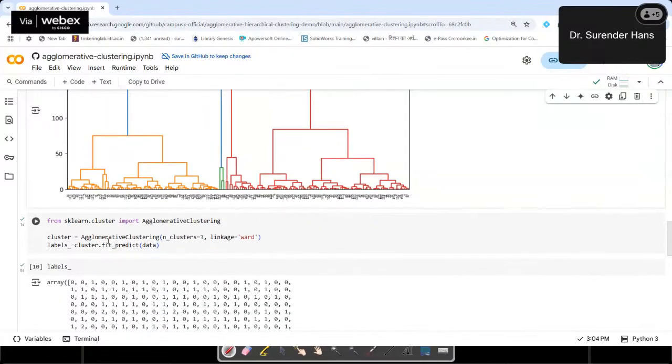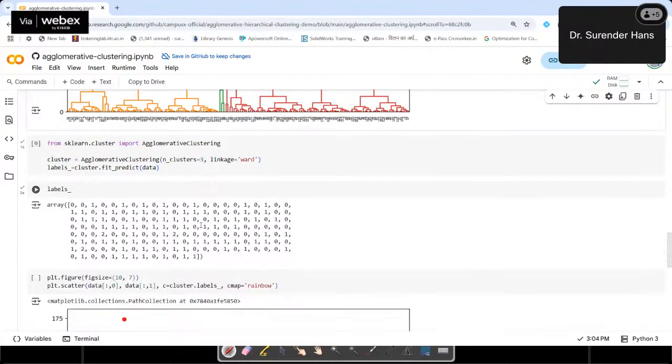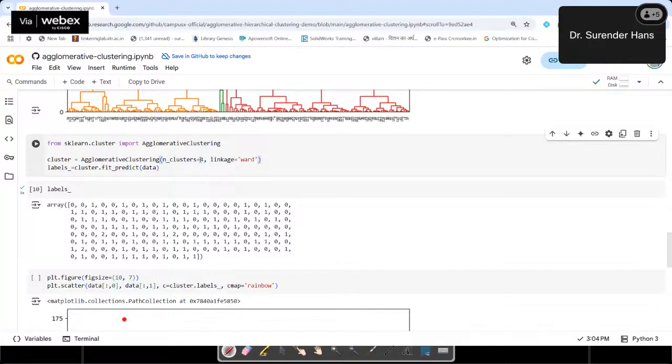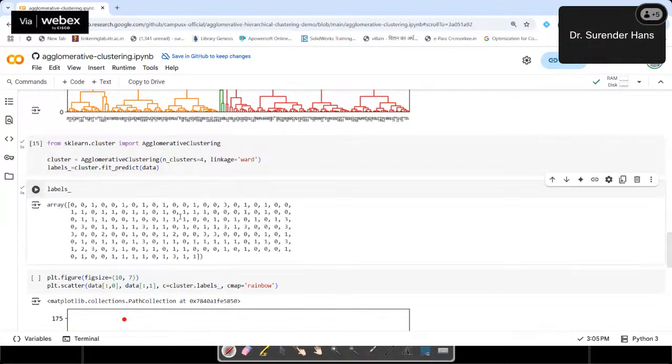Okay, so the next one is this cluster. Now here, for the linkage, you can make 3 clusters, or let's say 4. So let me run this one, and label this one.